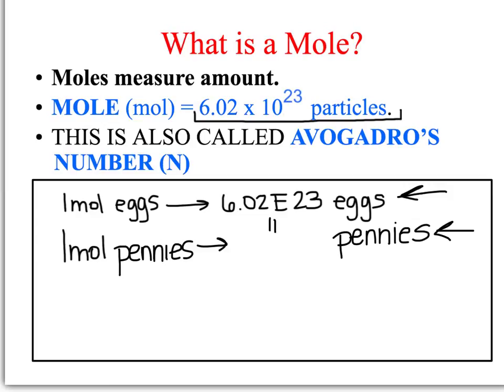Now, obviously, this is a really big number. If you had a mole of eggs, it would take up a huge amount of space. But remember, when we're talking about atoms and molecules, particles, in chemistry, they're extremely small. You can't see one carbon atom. But you could actually see a mole of carbon atoms. So the reason we use such a big number is because atoms and molecules are so small.